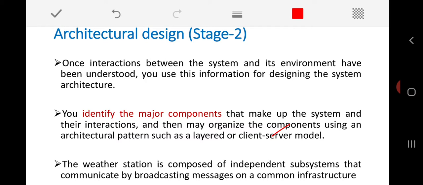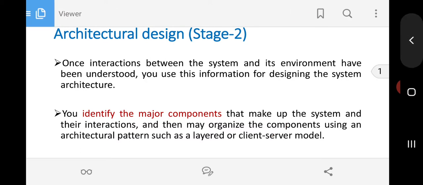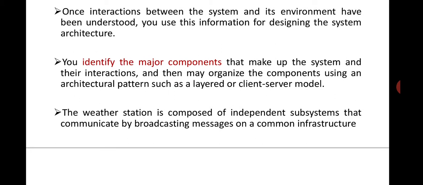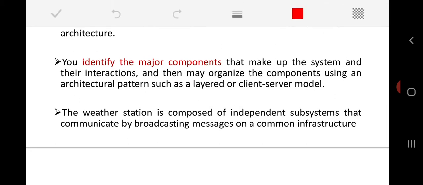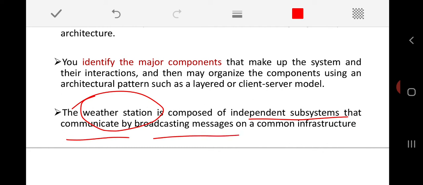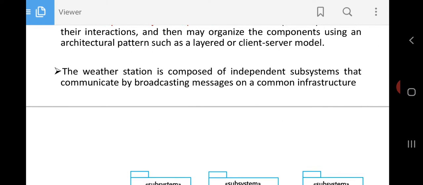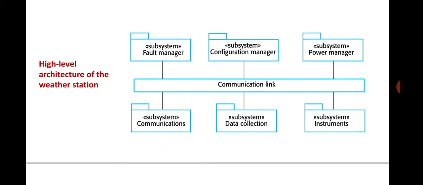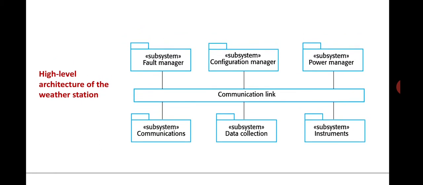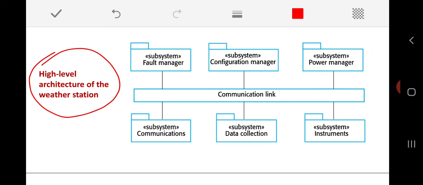With respect to the example that we have considered for our object oriented design, that is the weather station, the wilderness weather station is composed of independent subsystems that communicate by broadcasting messages on a common infrastructure. Here we are going to define the architecture for our weather station. Just have a look at this. This is an example of the high level architecture for the wilderness weather station that we have represented here.